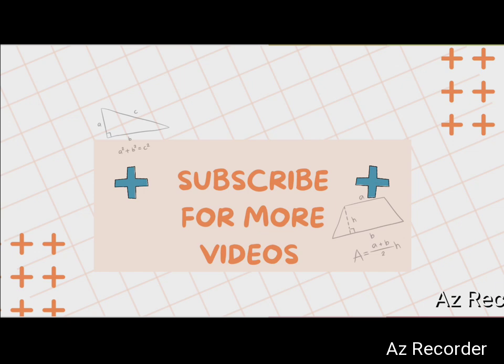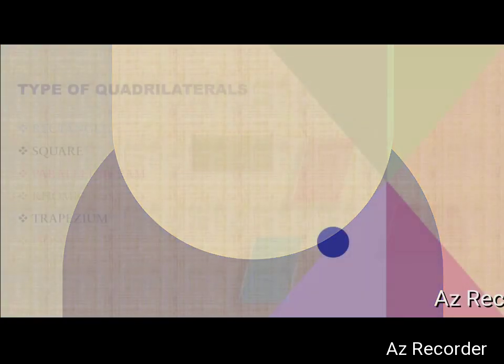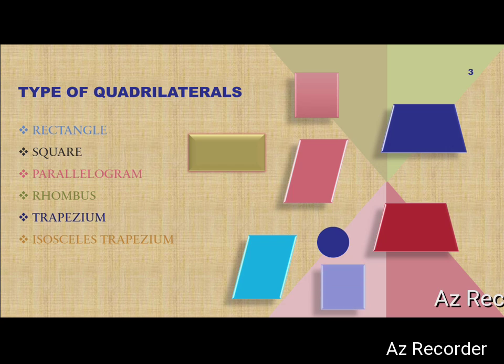First of all, you have to know what a polygon is. A polygon is a closed figure having three or more sides that are straight lines. So we can say a quadrilateral is a four-sided polygon. There are different types of quadrilaterals with different peculiarities. They are rectangle, square, parallelogram, rhombus, trapezium, and isosceles trapezium. We are going to discuss each one by one.